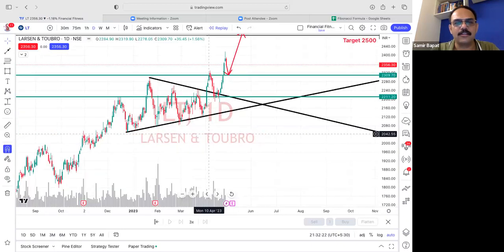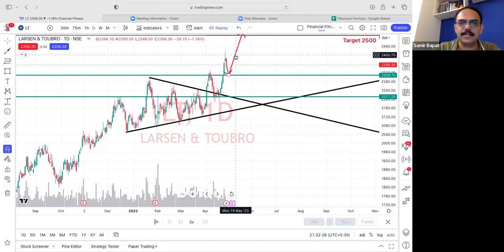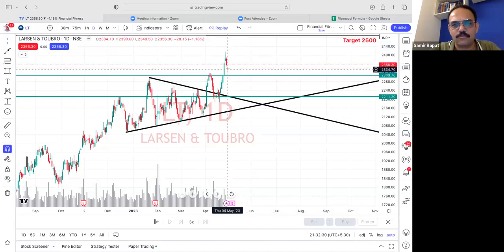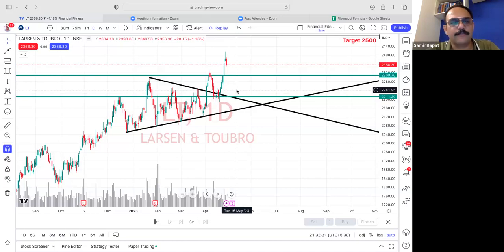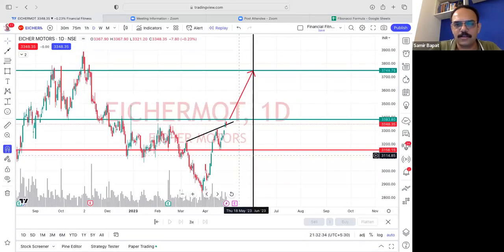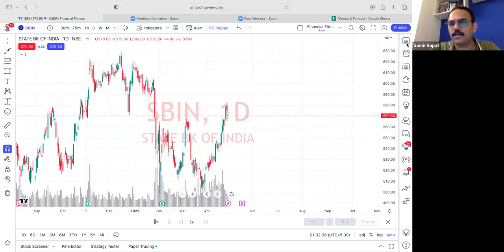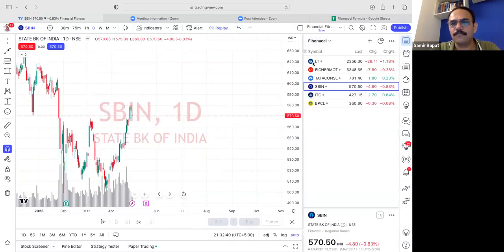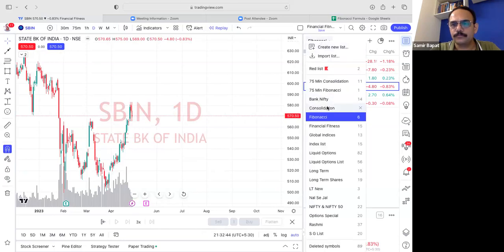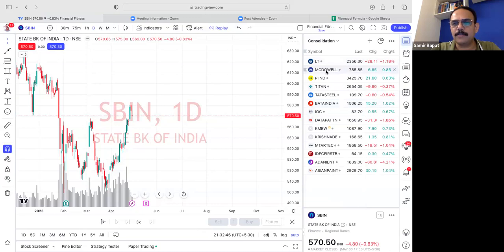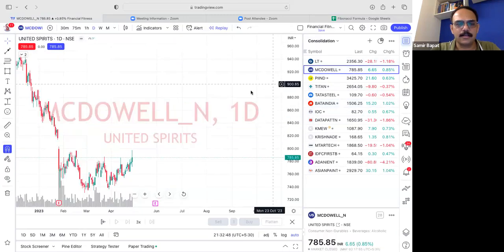I'm just sharing the stocks. LNT we have done already. I'll just delete it. I will also share on the group as and when it happens so that you can correlate. Eicher Motors we have done. Again, Tata Consumer we have done. This is all done. Let's see McDowell. What is happening?